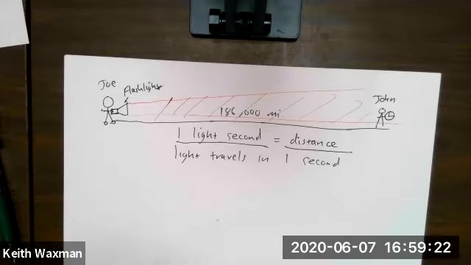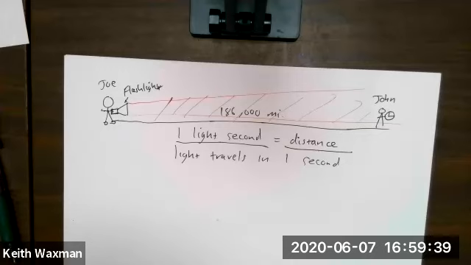Couldn't you have a light day? The distance light travels in a day? Yeah, I guess so, a light day. Couldn't you have a light week? Couldn't you have a light month? Couldn't you have a light year? Couldn't you have a light century?